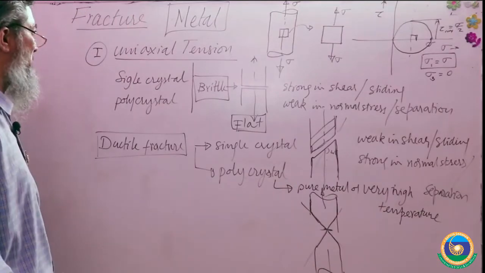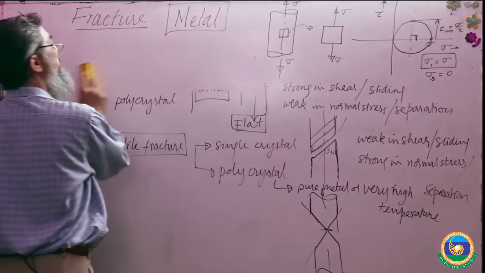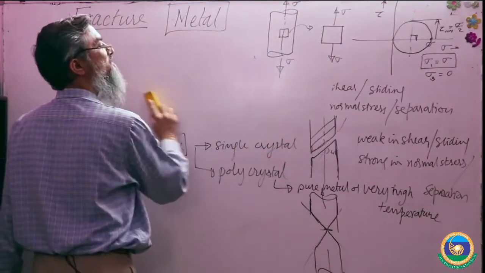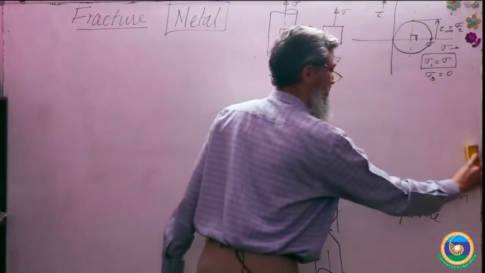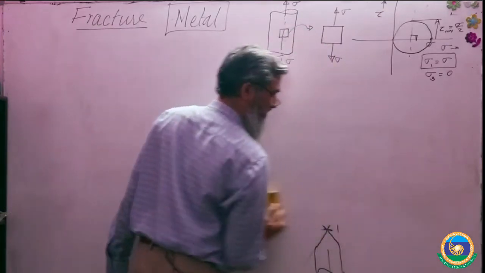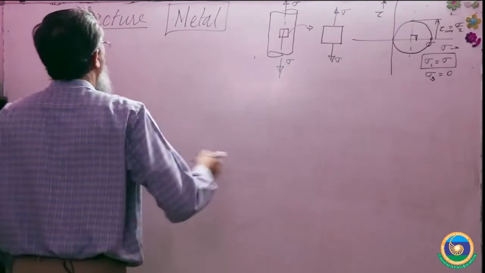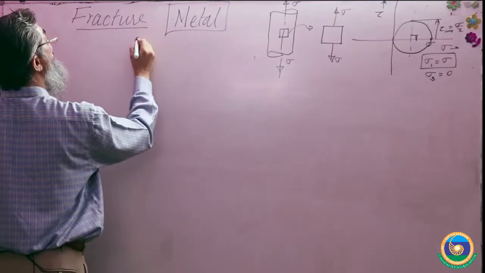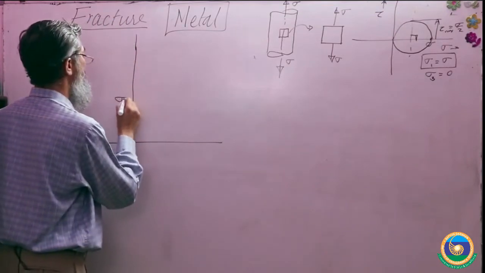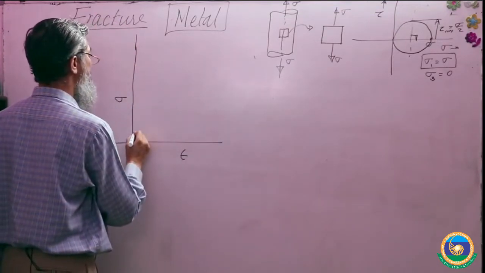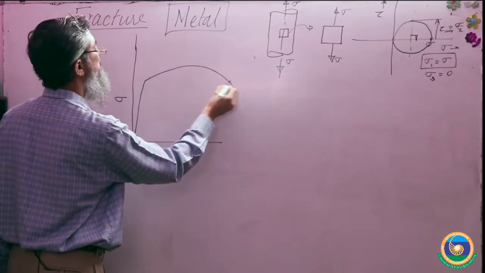Now we'll come to the practically real case of a polycrystalline material, what happens and how it happens. It's a very typical case. Ductile failure of a polycrystalline material is a very, very important thing in engineering, right? What happens? Suppose first of all I'll draw the stress strain diagram. Stress and strain. We all know the stress strain diagram for a ductile material is something like this, right?